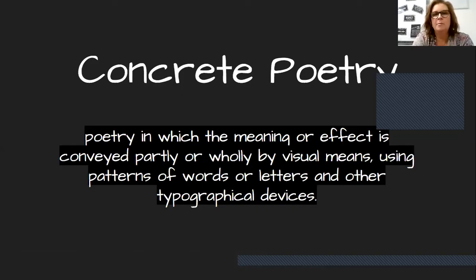So read this along with me. Concrete poetry, or sometimes you'll have heard it referred to as a concrete poem. And this is poetry in which the meaning or the effect is conveyed by visual means. Okay, that's a lot of words. It's really big words. So what it's saying is that this is a poem that you write, and you use patterns or words or letters, and you create a shape, like something visual to see that goes along with your poem. So it's a very big definition. I learn better by seeing. So let's show you one.